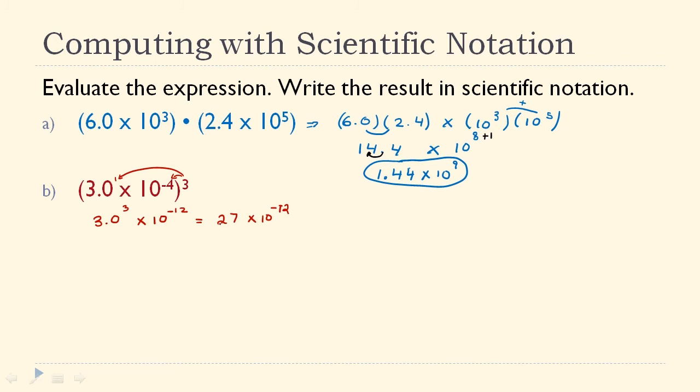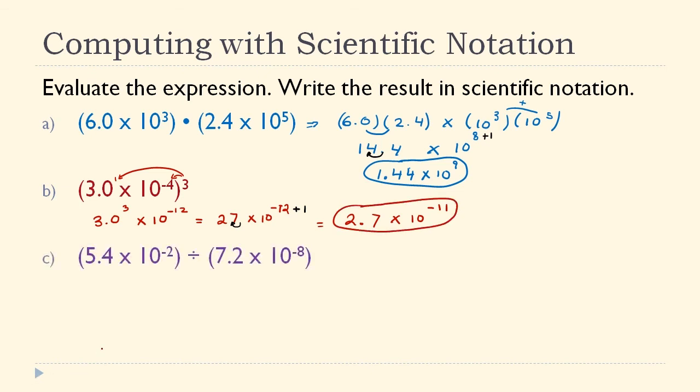Notice that 27 is not written in scientific notation, so I need to take my invisible decimal that's after the 7 and move it between the 2, which is my first significant digit, and the 7. And when I do that, I'm going to add a 1 because I'm moving it to the left to my negative 12 to get my final answer of 2.7 times 10 to the negative 11.